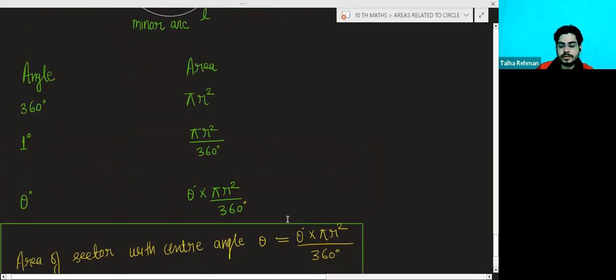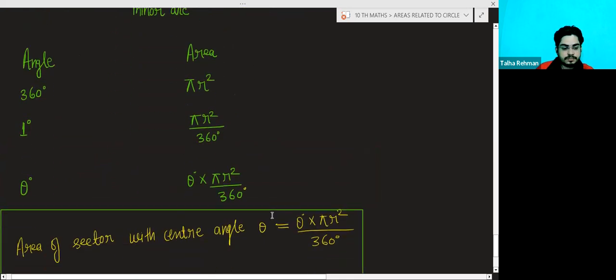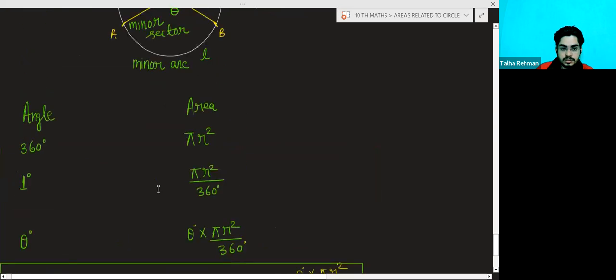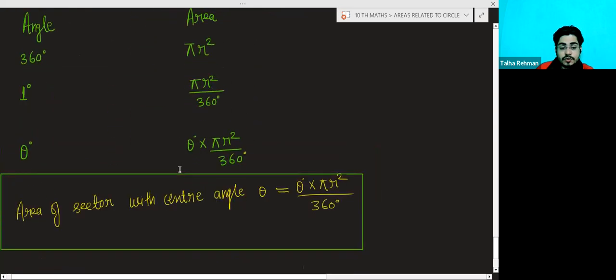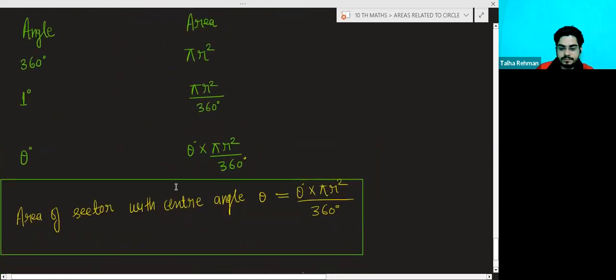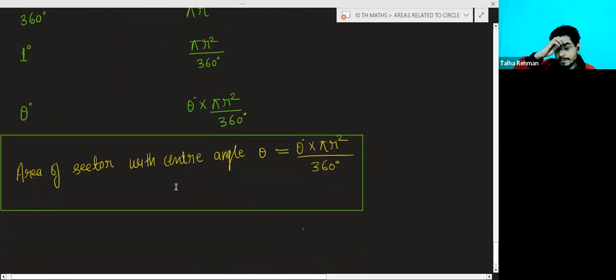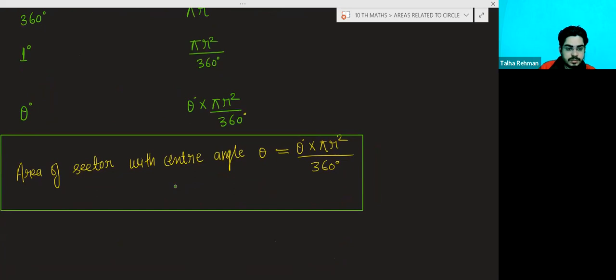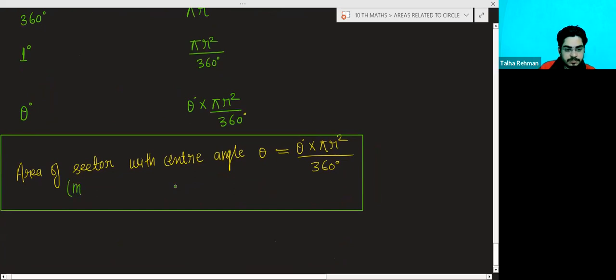Okay, so in this way you can calculate the area of the sector, and this is the area of the minor sector. Now for the major sector, this is the minor sector.